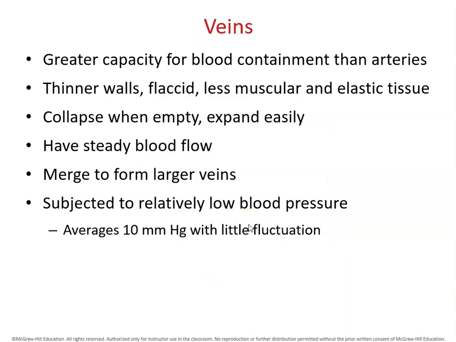Veins have a greater capacity for blood than arteries. Veins are made of relatively thinner walls. They have less muscular and elastic tissue. Veins can collapse when empty. They can expand easily. They have low blood pressure and steady blood flow.